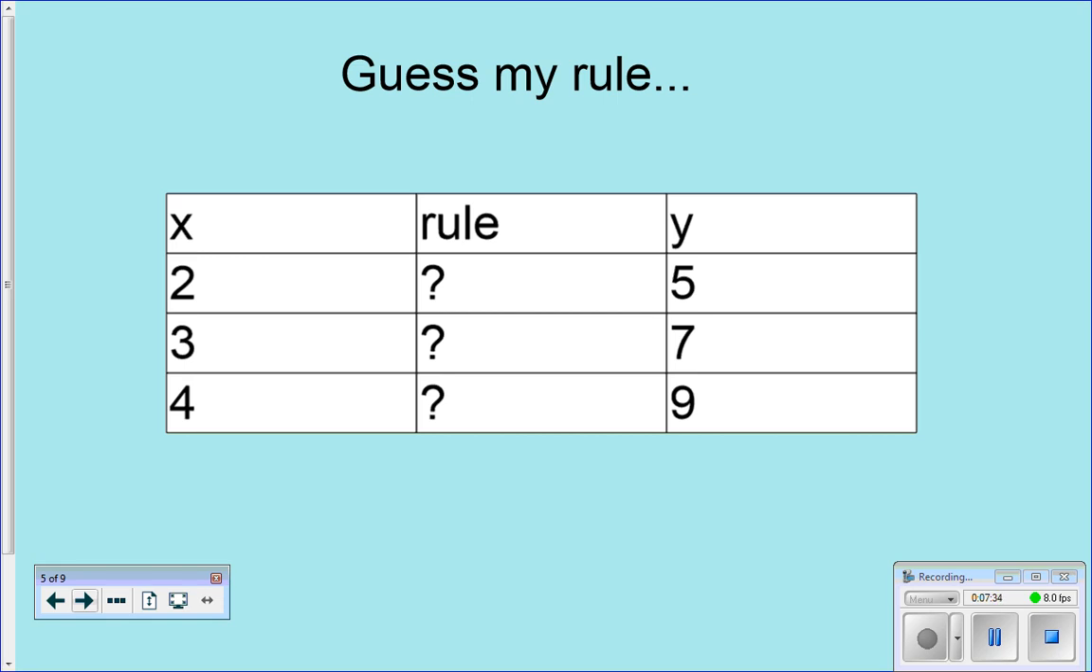Olivia, you think you know the rule? All right, you guys ready to hear it? See if she gets it right. Okay, times 2 plus 1. Yep. So this is how I would write my rule then.